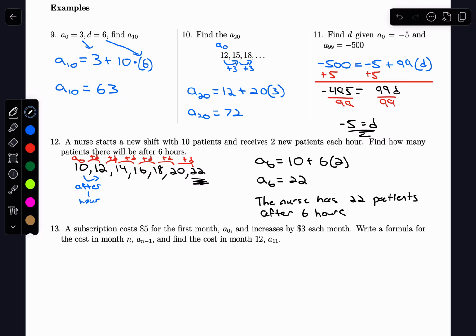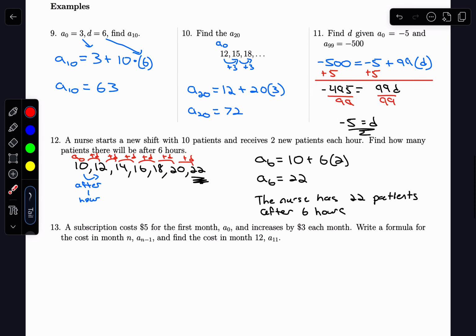All right, so we did that one both ways, but I want to point out that I only did it the way on the left, where I actually added D each time to show you where these numbers are coming from. But in reality, we would strongly prefer to jump straight to just using this explicit formula whenever possible. All right, that being said, let's do number 13.